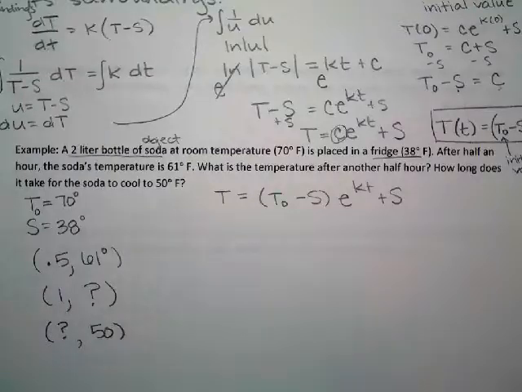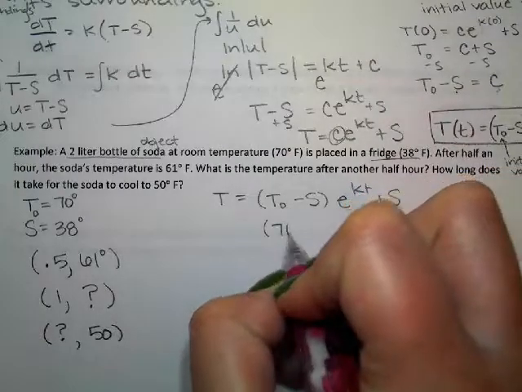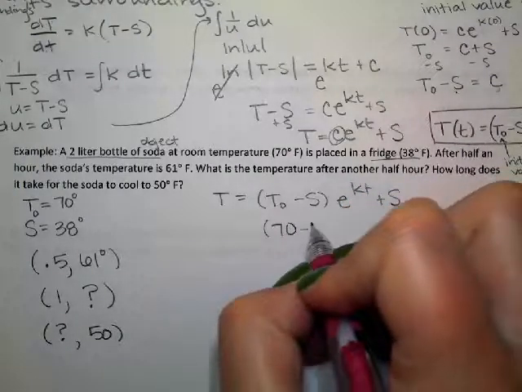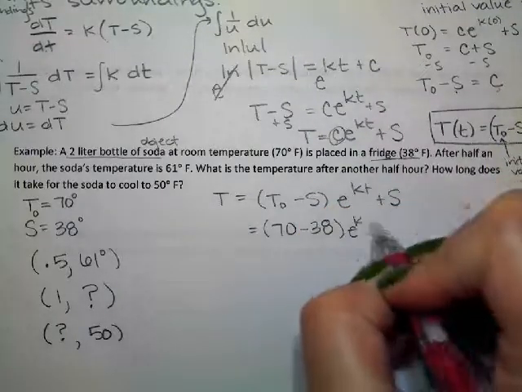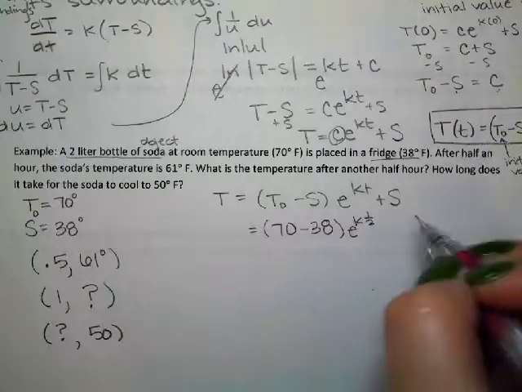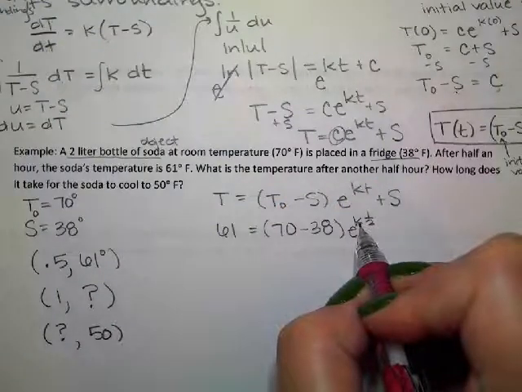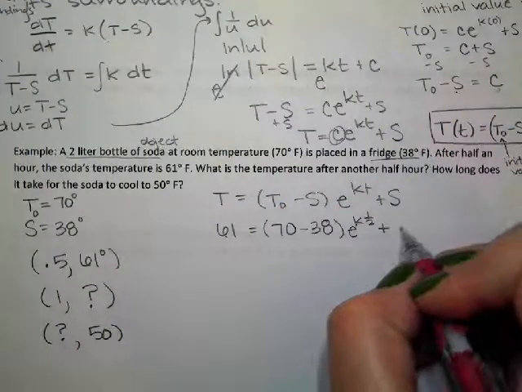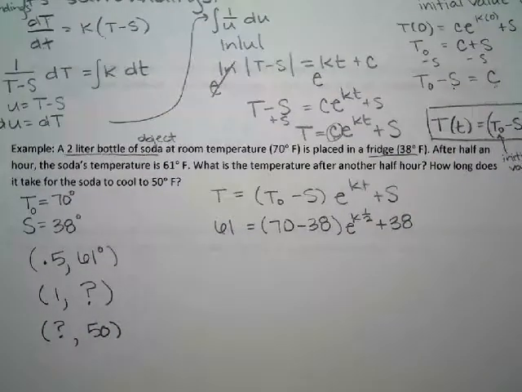So we have an initial value for the soda of 70 degrees. We have surroundings of 38 degrees. We know after half an hour, the temperature is 61 degrees. We know that we're solving for k, and then we also plug in 38 over here. Okay, we comfortable? Let's go ahead and start number crunching. I'm feeling a little bit lazy, so I'm going to use my calculator to help me a little bit. So what should I do first?